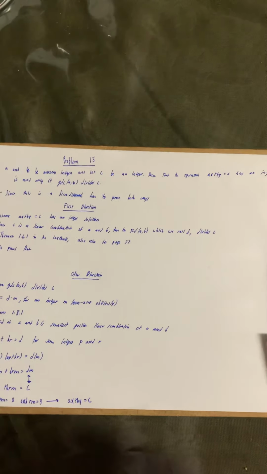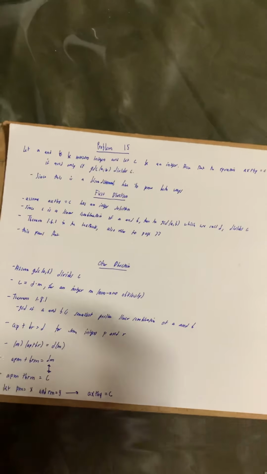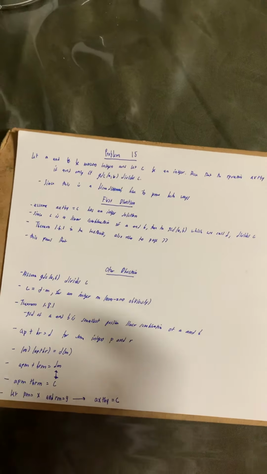So, since this is a biconditional, as you could tell from the "if and only if," we have to prove both directions of the theorem that we want to prove. So let's prove the first direction: if ax + by = c has an integer solution, then the greatest common divisor of a and b divides c.